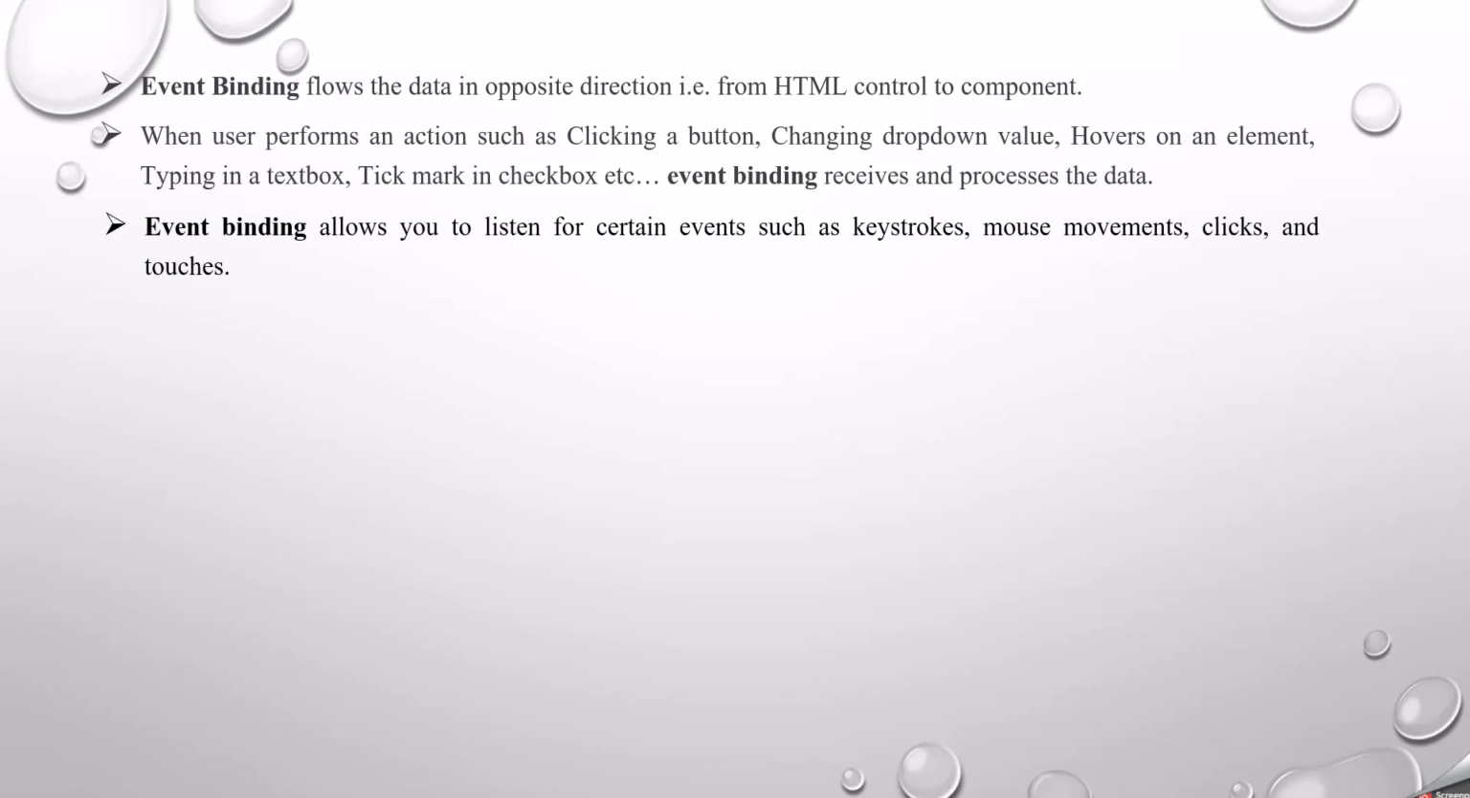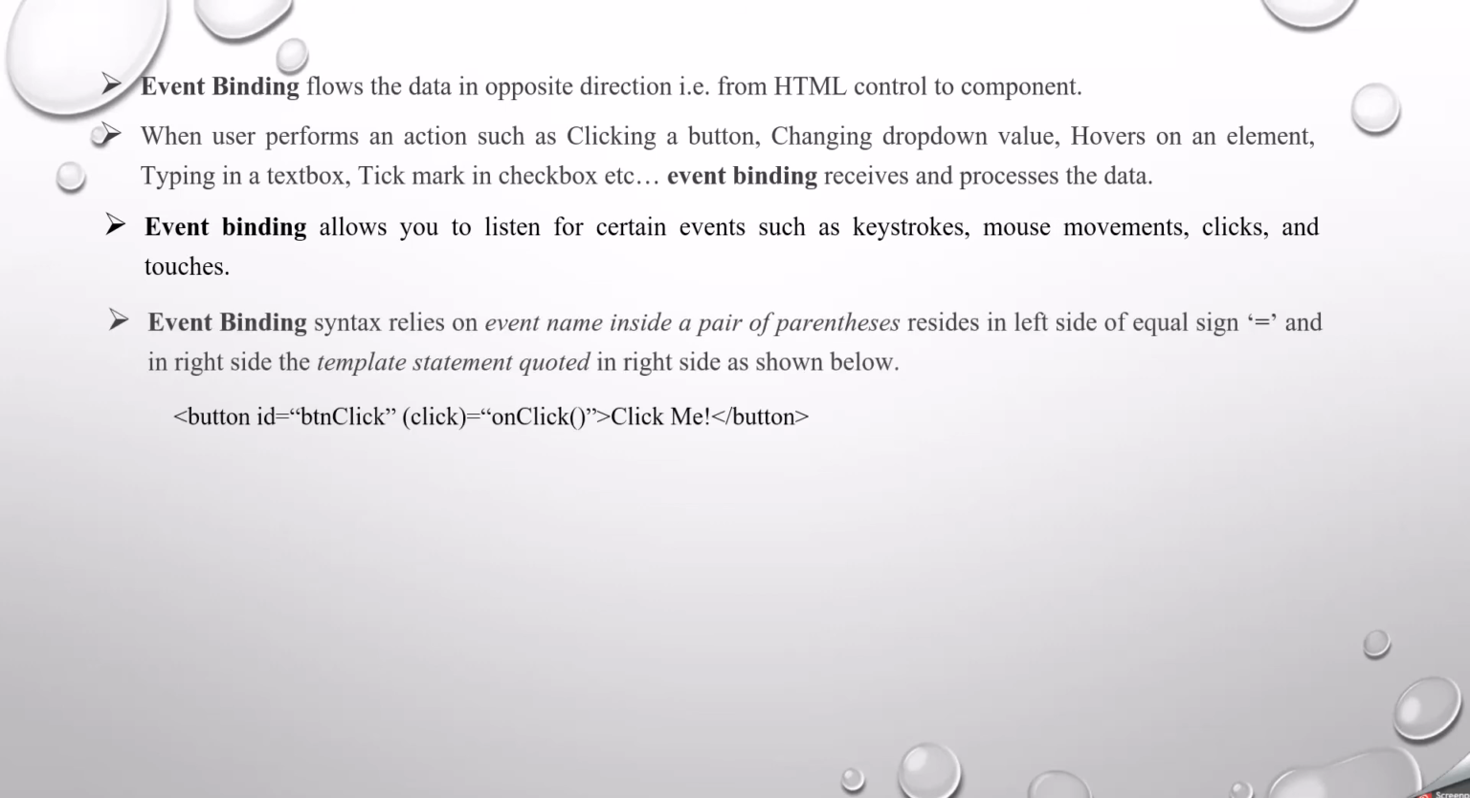Event binding allows you to listen for certain events such as keystrokes, mouse events, clicks, and touches. Of course, when we are doing some action, it fires. So this is the basic syntax. Event binding syntax relies on the event name inside a pair of parentheses. How can it be? Consider here that we have a button, and it has an event binding.